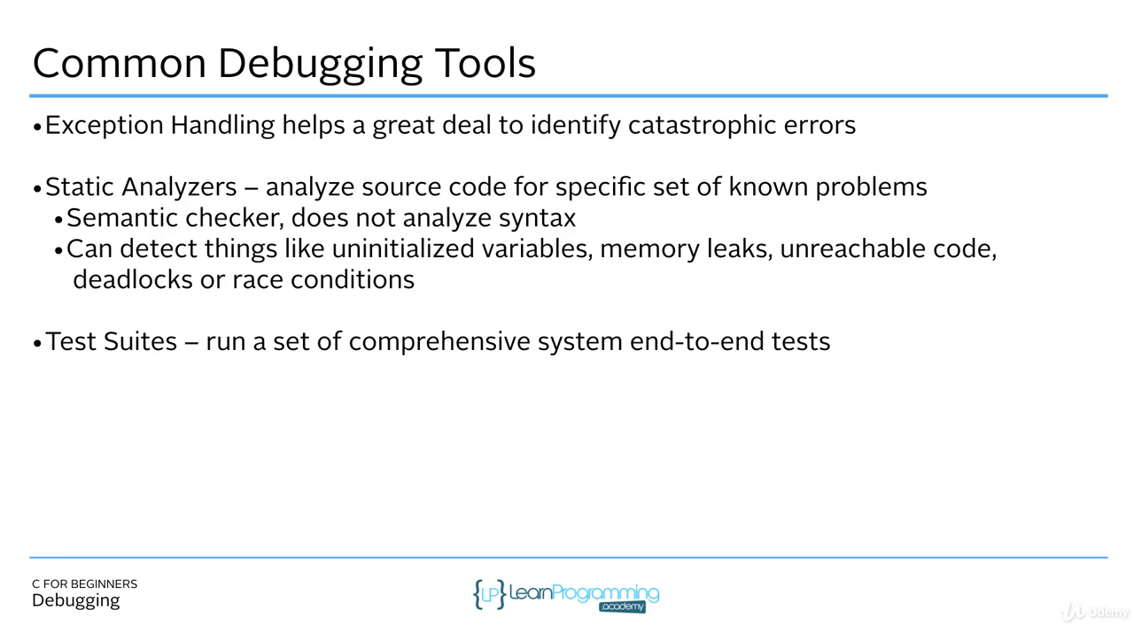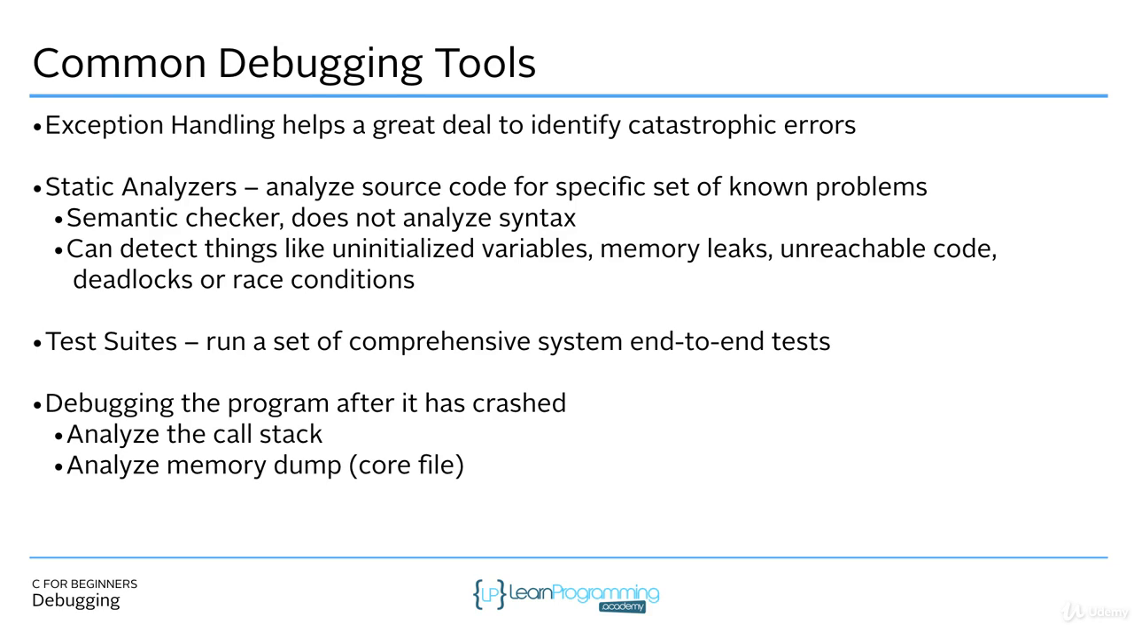There's also a number of test suites that run a set of comprehensive system end-to-end tests that you can run on your software. Testing is always important, but if you can automate it somehow to run certain tests every time you do a new build, for example, that can be very helpful. And this can actually prevent errors, but it also helps diagnose errors as well.